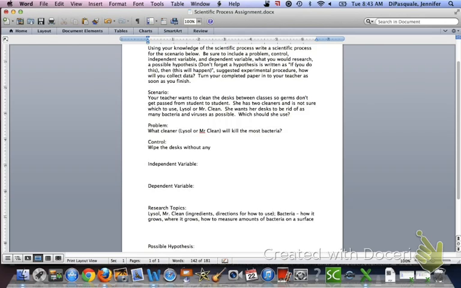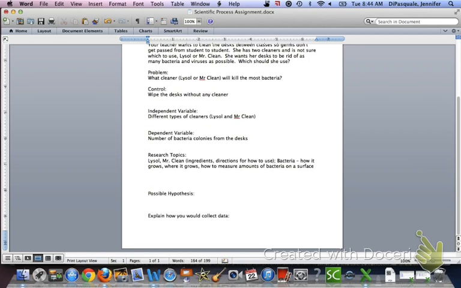without any cleaner. For our independent variable, this is the thing that we're changing. So the independent variable would be the different types of cleaners, Lysol and Mr. Clean. The dependent variable is the thing that we're counting or measuring, and this would be the number of bacteria colonies from the desks.